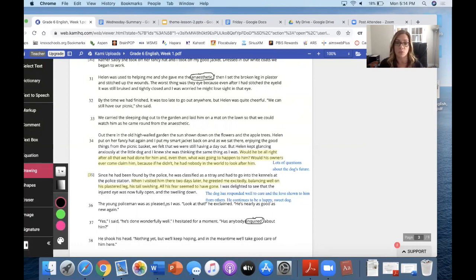So that's just one piece of evidence that you could use to support the theme, being that showing animals kindness can have a huge impact on their lives.